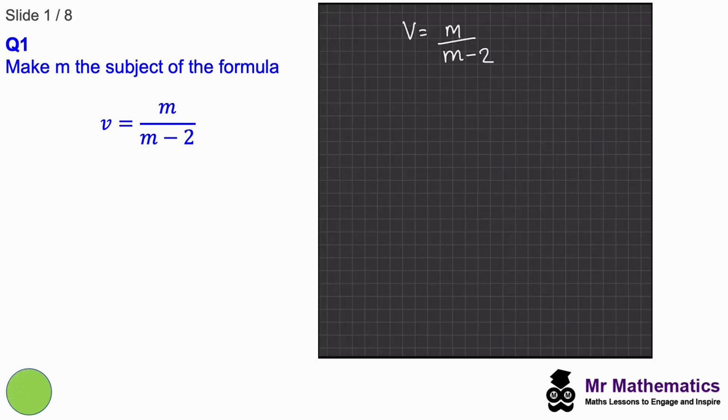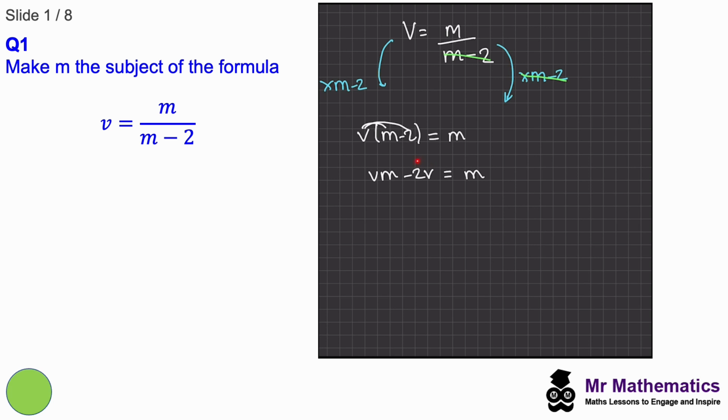So to make m the subject of this formula, we need to multiply both sides by m minus 2, because then this division of 2 will cancel with a multiplication of 2. So now we have v multiplied by m minus 2 is equal to m. And now we need to multiply out this bracket. So we'll multiply the v by the m to get vm, and the v by the negative 2 to get minus 2v. And again, this is equal to m.